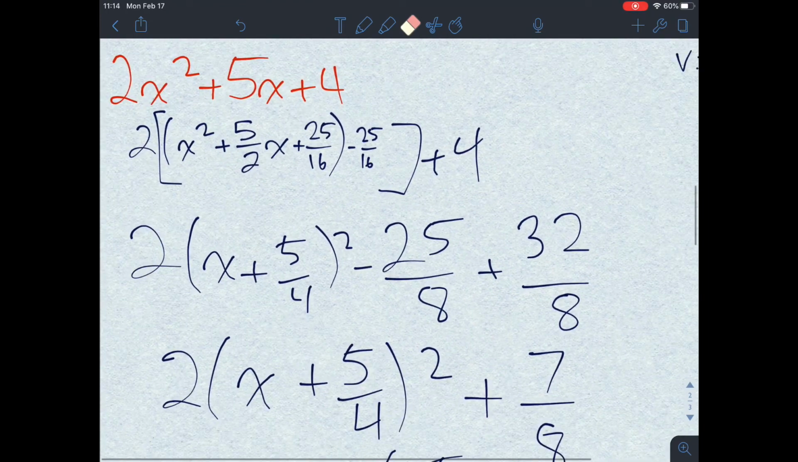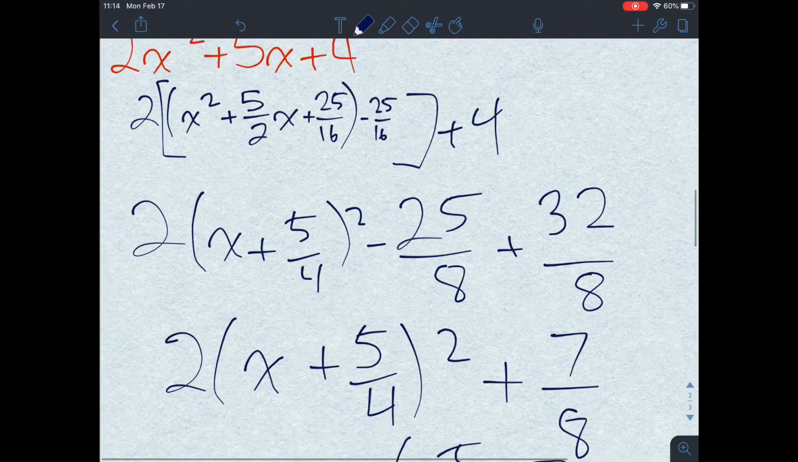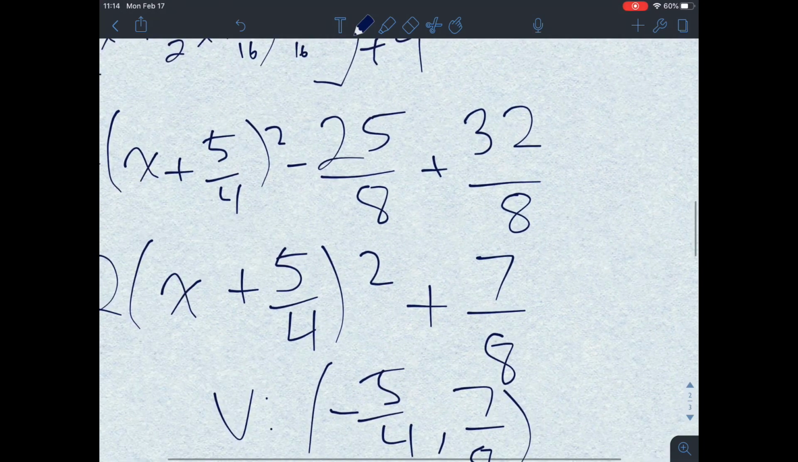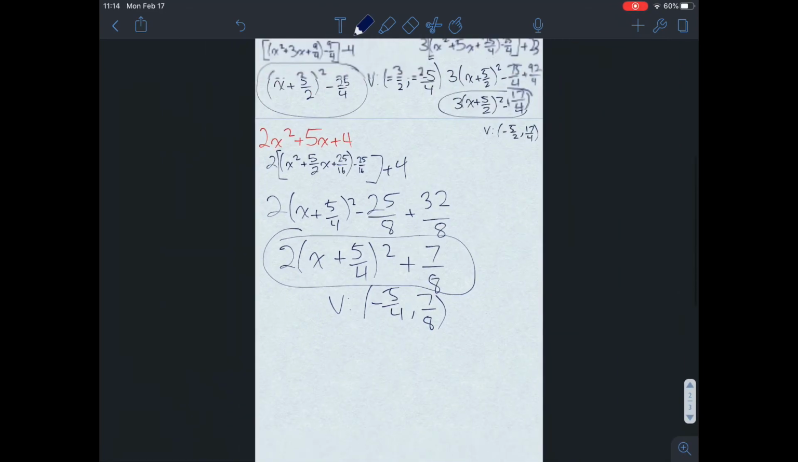And then it would be 25 over 8, because when you're doing multiplication, you'd basically just cancel out the 16 and make it an 8, because you're dividing by 2. And then you add 32 over 8, which is what 4 is equal to, and you get 7 over 8. So yeah, this is a good problem, that's right. So I think there we have it.